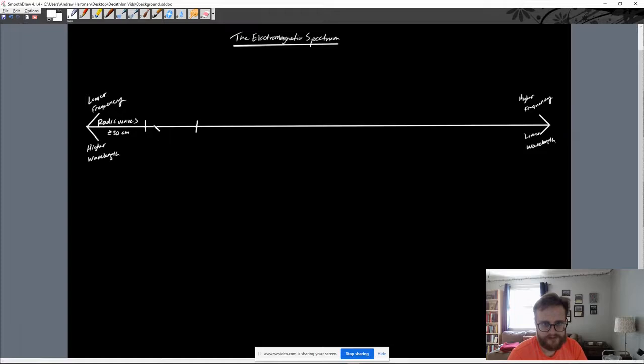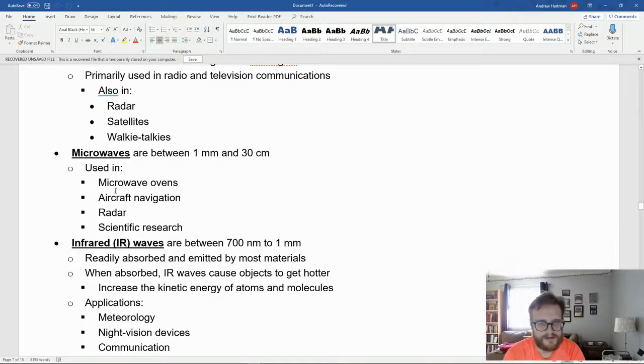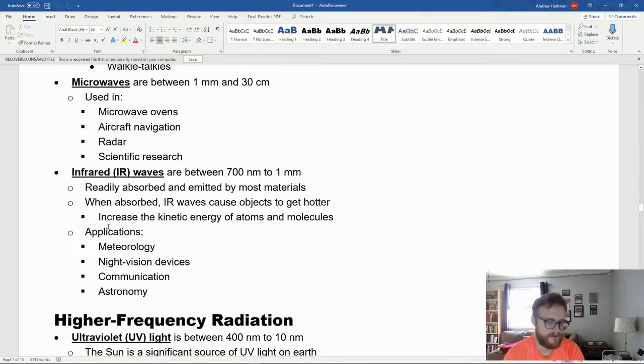Next up we have microwaves, which are between 30 centimeters and 1 millimeter. I want to make sure I'm getting that right before I keep posting that here. Yes, 1 millimeter and 30 centimeters. They're used in microwave ovens, of course, and also in aircraft navigation and radar, and general scientific research, which we will get into more, especially astronomical research, with things like the cosmic microwave background.